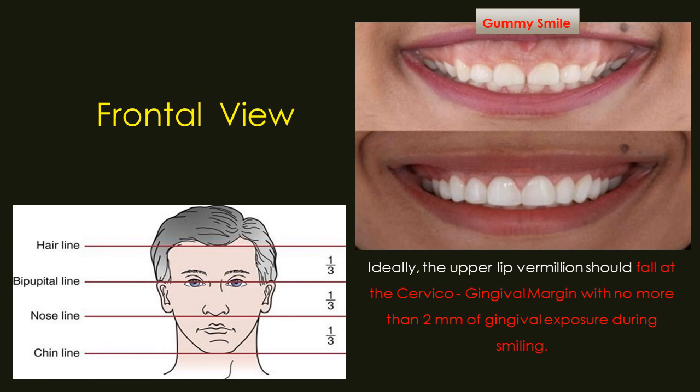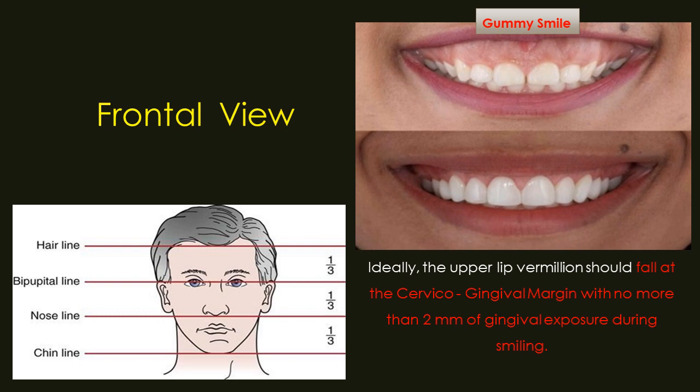In a frontal view, the face is divided into three main thirds, starting from the hairline to the chin line. The upper third is from the hairline to the bipupillary line. The middle third is from the bipupillary line to the nose line. The lower third is from the nose line to the chin line. The lower third is also subdivided.